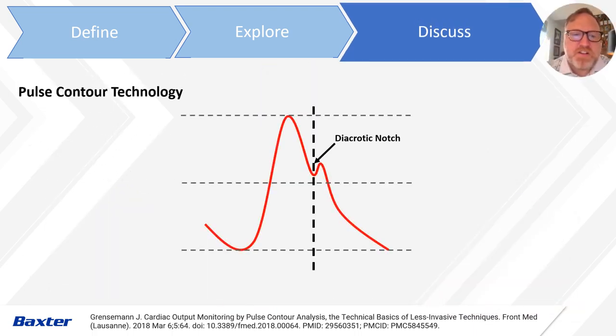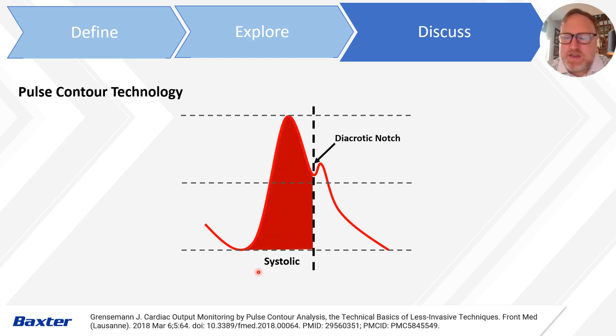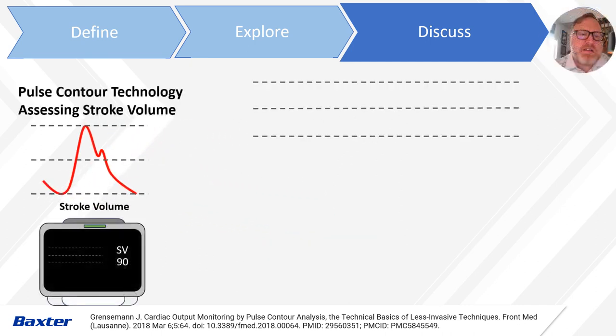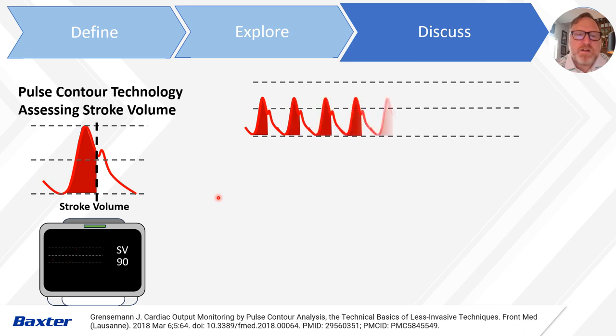So pulse contour technology, how does it work? Obviously, we have a systolic and a diastolic. We have our dicrotic notch there, and obviously this line in the middle is our MAP, right? So what we're really looking for is this systolic area under the curve due to amplitude, right? And that's generally how we get our signal with SVV or even pulse contour, right?